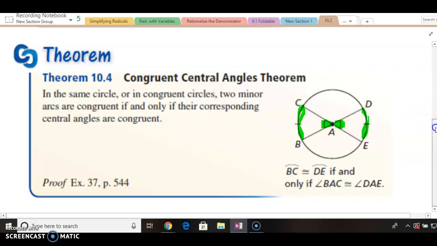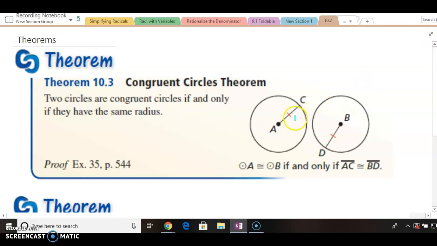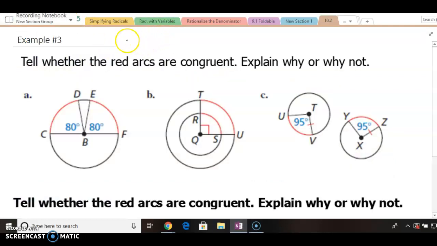Anytime you have something like this, you should know they're congruent because these are also vertical angles, guys. The one before it, the congruent circles theorem, tells us that two circles are congruent if and only if they have the same radius. We kind of already went over this, so this shouldn't be a big surprise. So let's do a couple of examples.